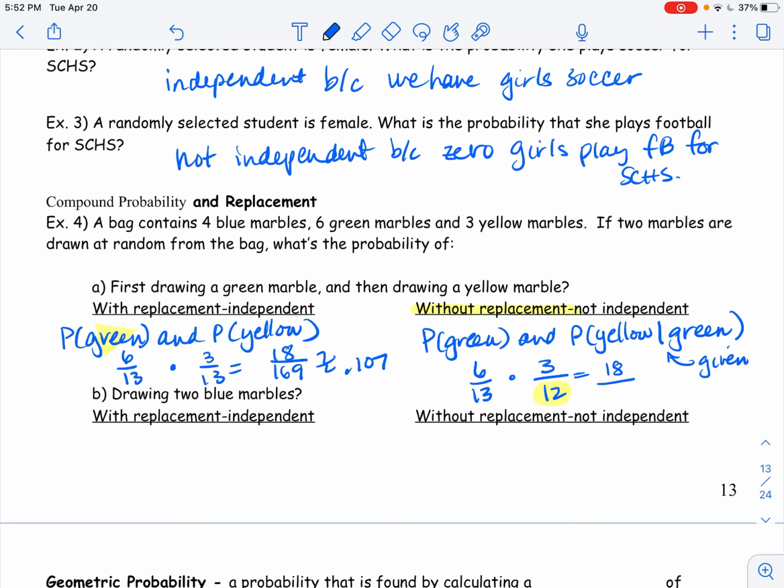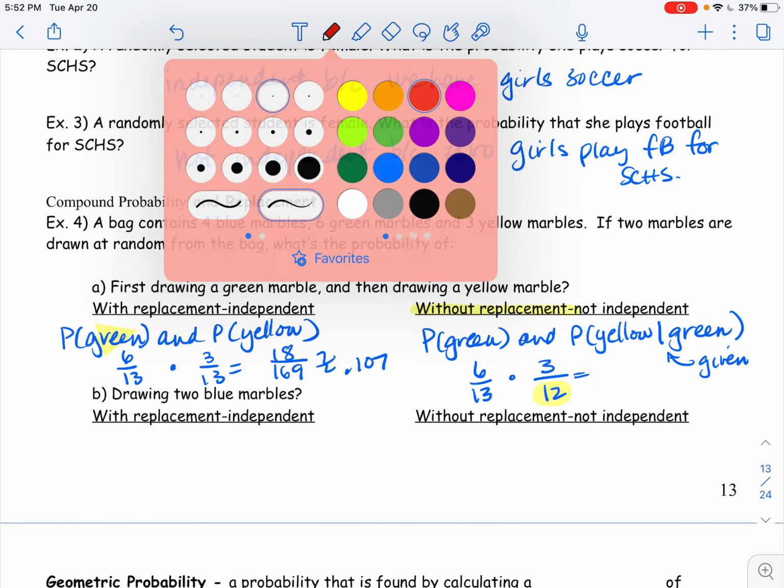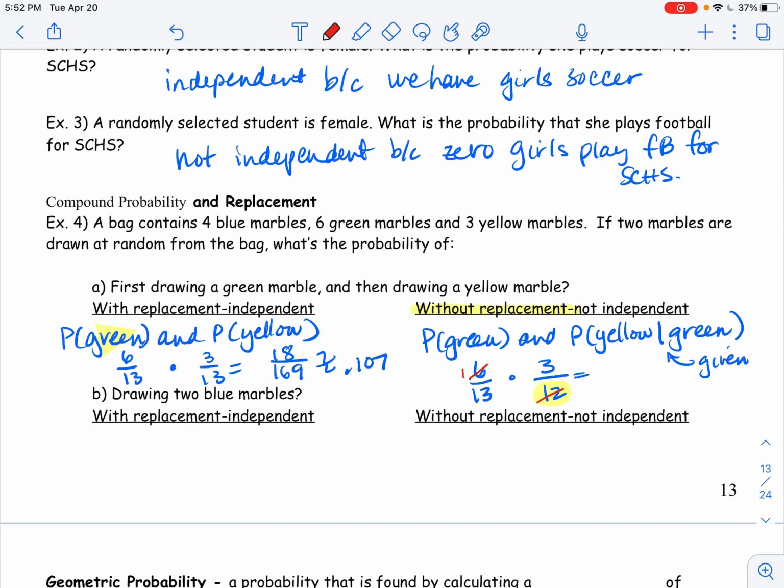But you can see that this is going to change our numbers because, well, 13 times 12... you know what I'm going to do? I'm going to reduce these numbers first because I can't do this math in my head. Make that a 2. And so that's going to give me 3 out of 26. And as a decimal, that is 0.115. And so we can see that these are very different numbers. Okay, next example.